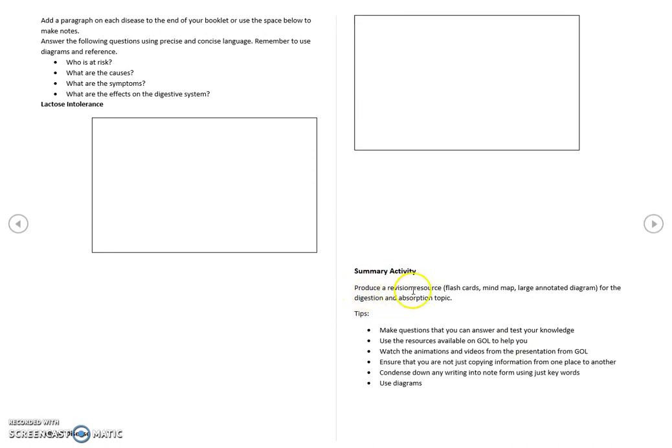Make yourselves produce a revision resource. It could be flashcards where you've got a question on one side and the answers on the other, or a large annotated diagram with all the details. Something that is going to be easy for you to check whether you know this information. And there's some help here to help you with that summary activity.